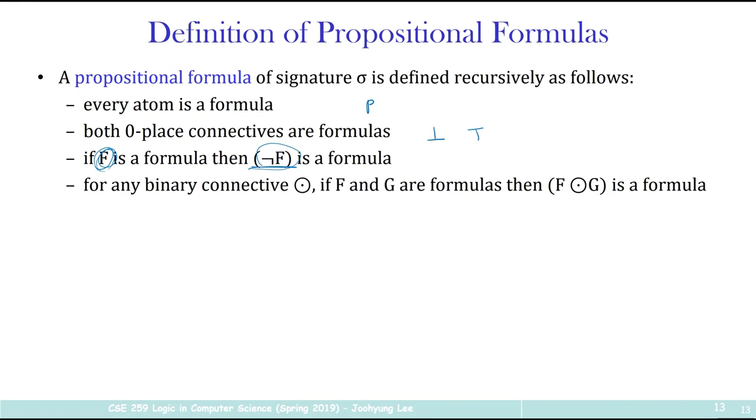The same goes for binary connectives. Instead of writing all the binary connectives, I use this meta symbol. If f and g happen to be formulas, then you can write another formula starting with an open parenthesis, f, followed by the binary connective, followed by g, followed by a closing parenthesis. This is also a formula. Although I wrote only one symbol here, this actually stands for all the binary connectives.